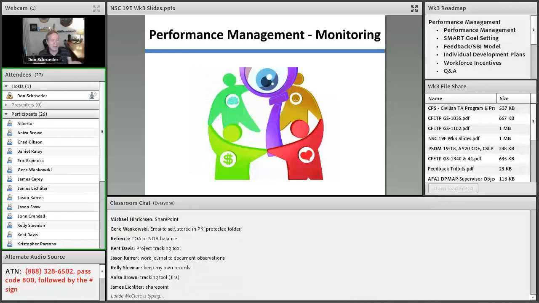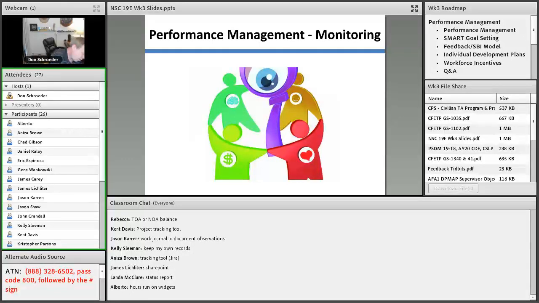Rebecca keeps an eye on her time off award balance. Kent uses some sort of project tracking tool. Kelly says our own records, and Jason's using a work journal, okay. Nisa's using a tracking tool. Oh, that's what Jira is. Okay, I never heard of it. I have to write that down. Jira. I'm going to look that one up. Okay? SharePoint status report. Hours run on widgets. Okay, good. Got Chad typing in too. I'll wait for Chad to type in, see what he's got right there. And Daniel. All right, we'll press on.